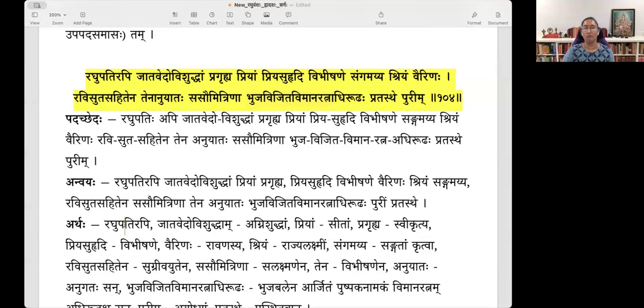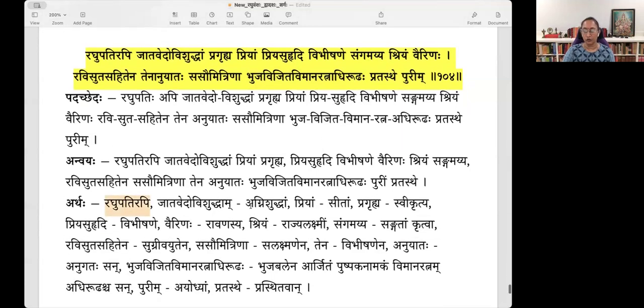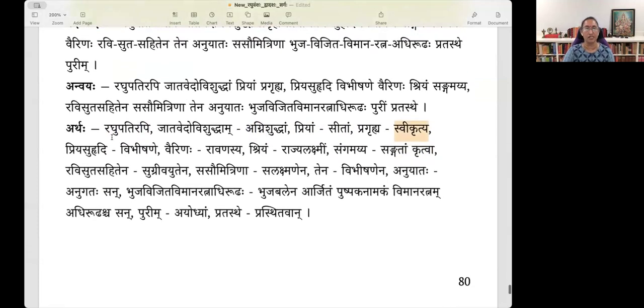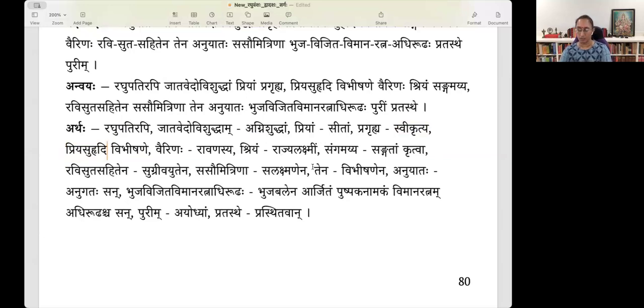Raghupatihi api, Raghunam patihi Ramaha, Jatavedo Vishuddham, Agni Shuddham, Priyam Sitam, Pragrihya, Svikritya, having accepted her. Priya Suhridi Vibhishane, Vairinaha Ravanasya Shriyam Rajya Lakshmim, Sangamaya, Sangatam Kritva, after uniting that Rajya Lakshmi with his friend Vibhishana. Ravisuta Sahitena Sugriva Yutena, Sasaumitrina Salakshmanena, Tena Vibhishanena, Anuyataha Anugataha, being followed by Vibhishana, who was present with Sugriva and Lakshmana.